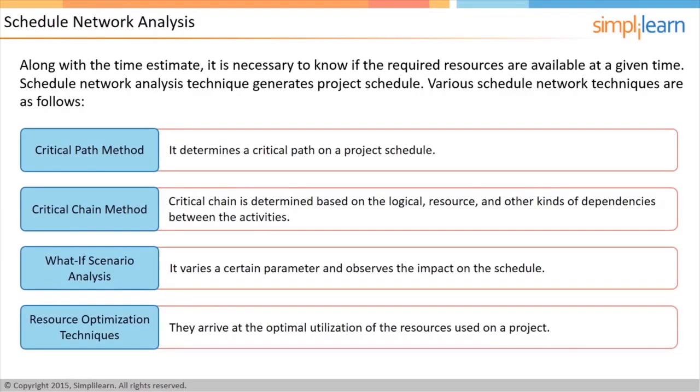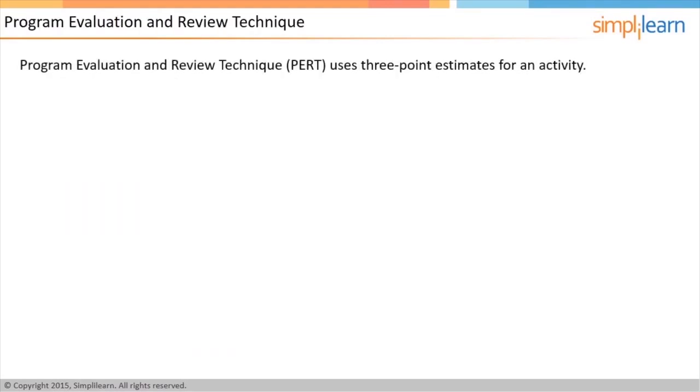Resource optimization techniques try to arrive at the optimal utilization of the resources used on a project. Ideally, you would want the resources to be fully utilized, but you would also want to build in sufficient buffers in case a certain resource is not available due to various reasons. In the next screen, let us look at the Program Evaluation and Review technique. Program Evaluation and Review technique is based on 3-point estimates for an activity.